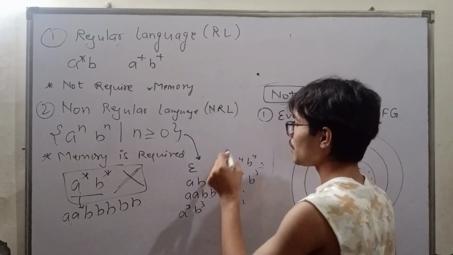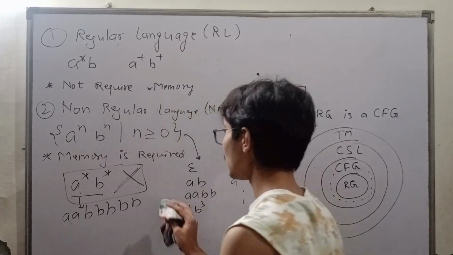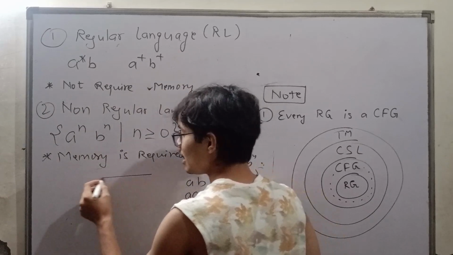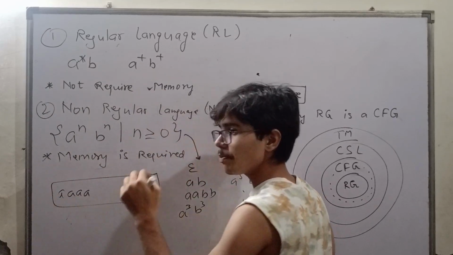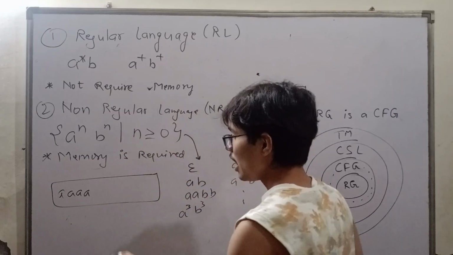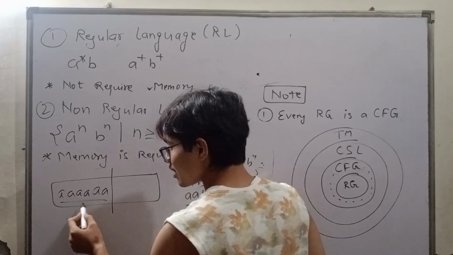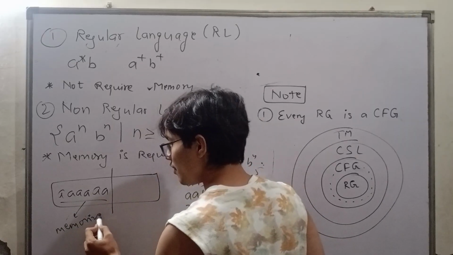Why do we require memory? Because we have to analyze how many a is present here. When the input tape gives a, how many a is there? We have to memorize this.